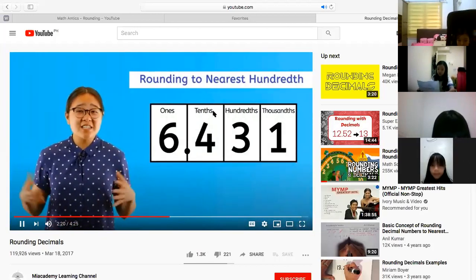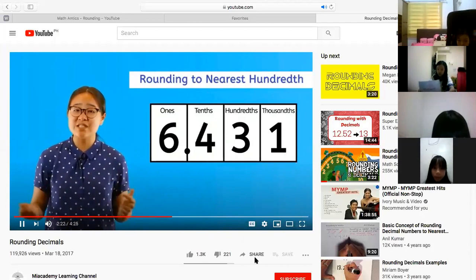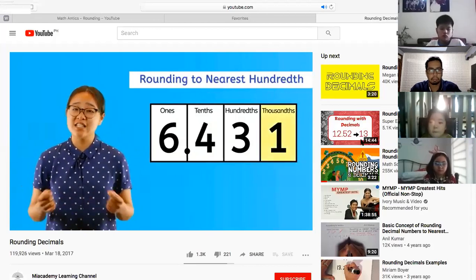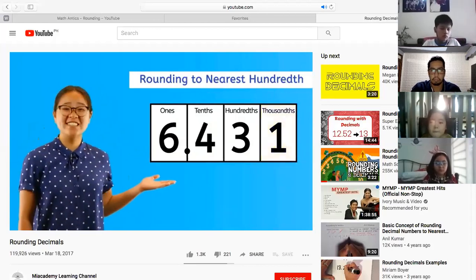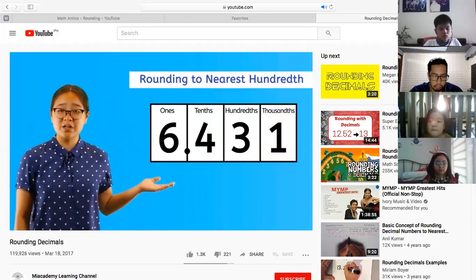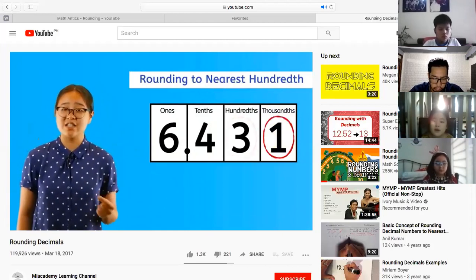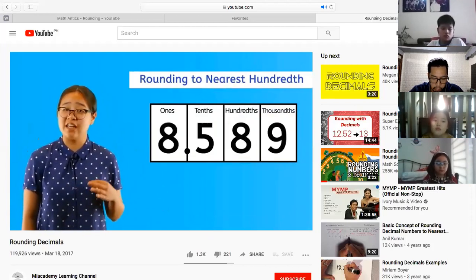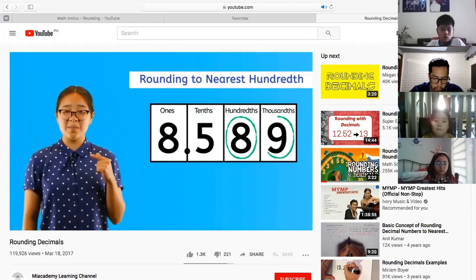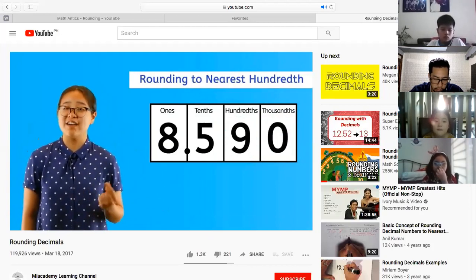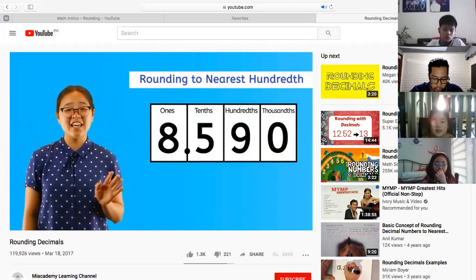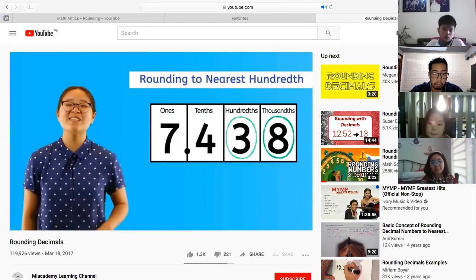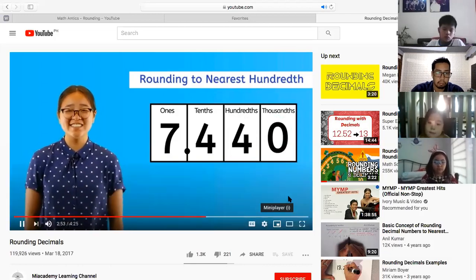If you have a long decimal number with numbers in the thousandths place, you'll look at the digit in the thousandths place to see how to round. 6.431 rounds down to 6.43. 8.589 rounds up to 8.59. And 7.438 rounds up to 7.44.